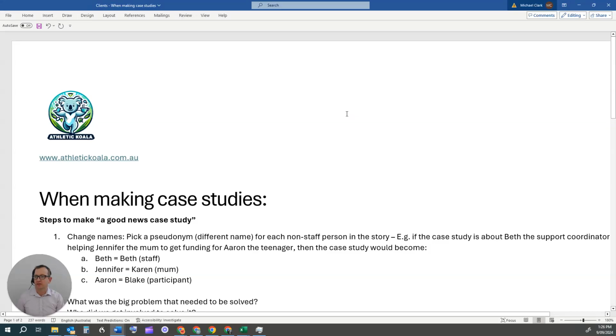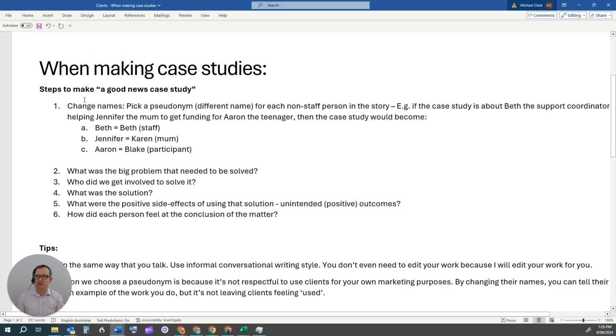Okay, so if we look at that, first step is to change everyone's name. Now, if you've got, say, a staff member called Beth, in the case study you can call her Beth. Not a problem because she's on your staff. But change mum's name, change the participant's name. Don't use people for the sake of your own marketing. It's just not right. So that's one thing to be aware of before we get started.